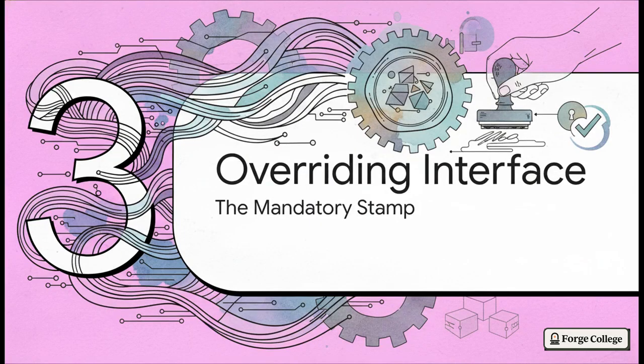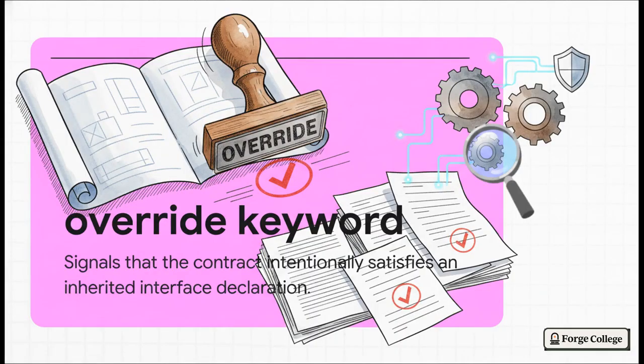Okay, section 3, overriding the interface. So, simply following the blueprint isn't quite enough for our ridiculously strict compiler inspector. You actually have to officially stamp your paperwork to prove you're doing this intentionally, and that stamp is the override keyword. Whenever you implement a function from an interface, you must include this keyword right there in your function signature.